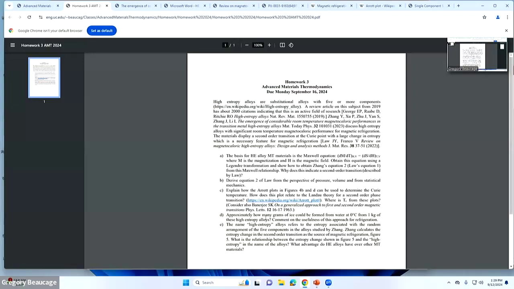Right. And then, approximately how many grams of ice could be formed from water? You have to look up what the enthalpy of fusion is for water. You find out it's about a milligram or something, almost nothing. That means that commenting on usefulness is not useful, in my opinion. So you could maybe come up with another conclusion.